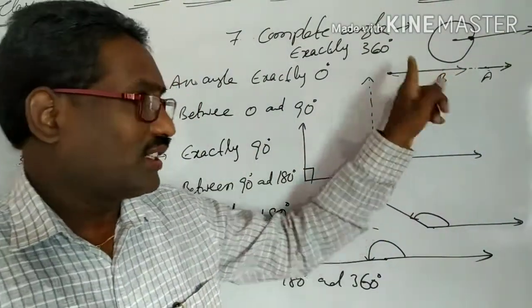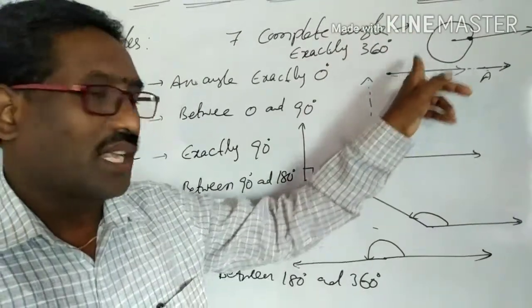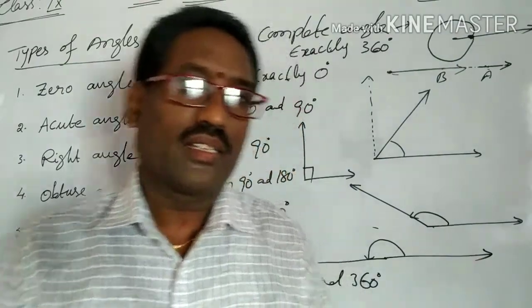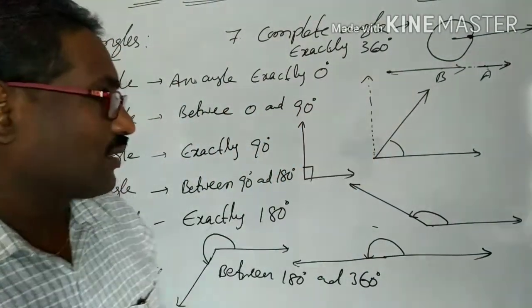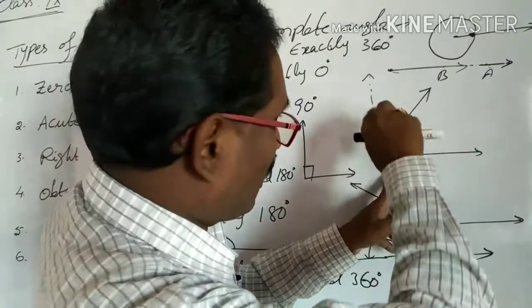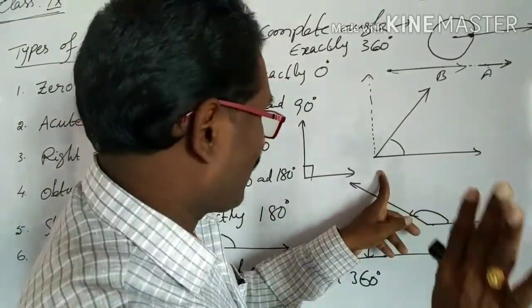This is the zero angle. Zero angle means it did not move anywhere. The terminal ray did not move, same position only, where it started there only. So acute angle means like this, an L shape, below 90 degrees. That is acute angle.